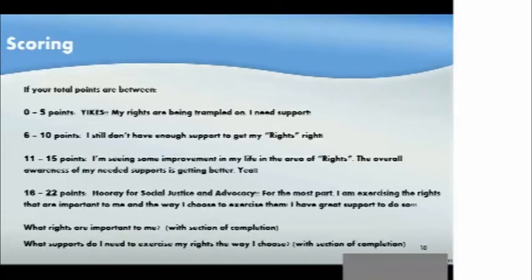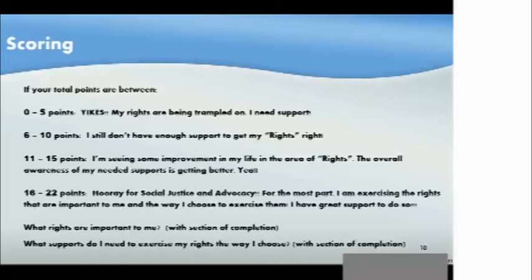And you have a point spread, a scoring point spread. 0 to 5 points. Yikes, my rights are being trampled on. I need support. Or 6 to 10 points. I still don't have enough support to get my rights right. Or 16 to 22 points. For the most part, I'm exercising the rights that are important to me in the way I choose to exercise them, and I have great support to do so.